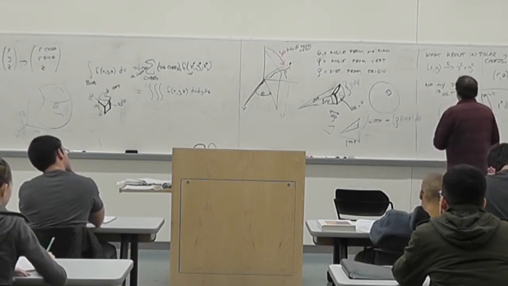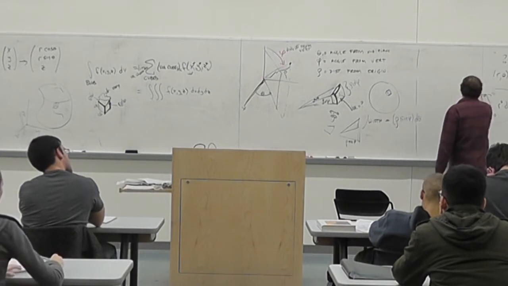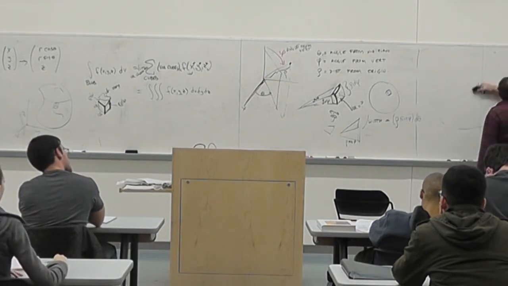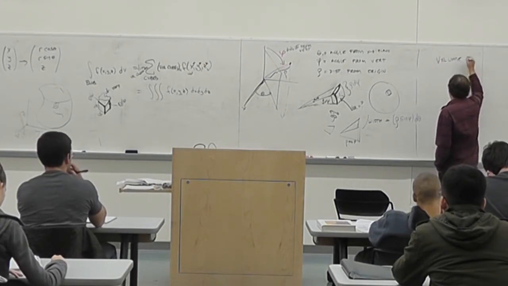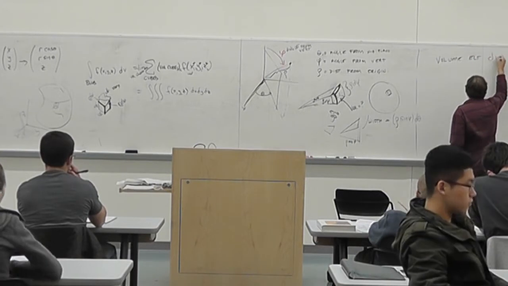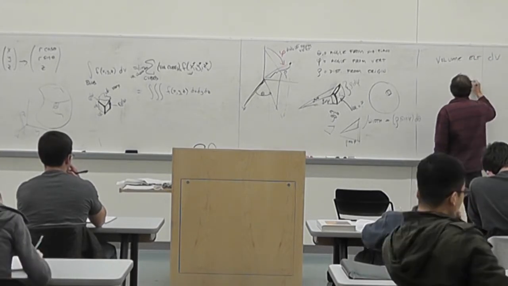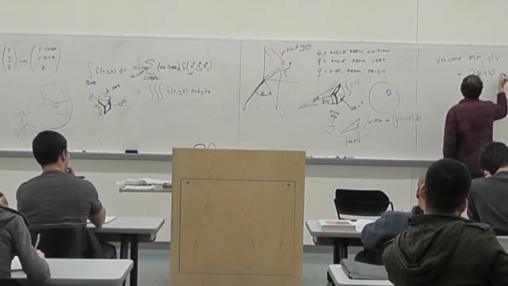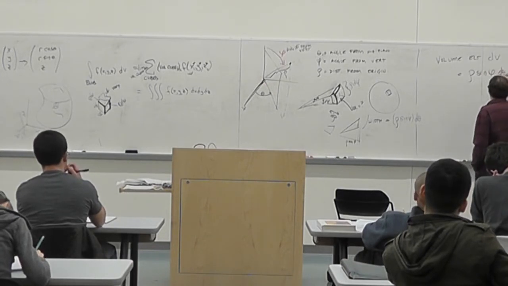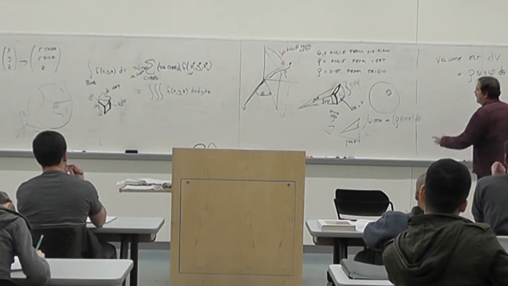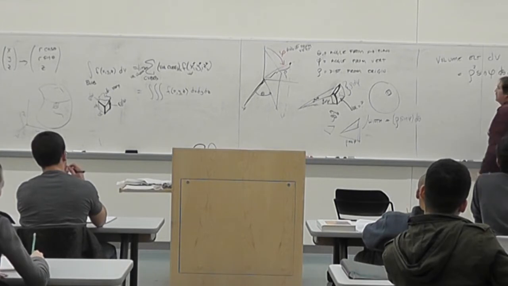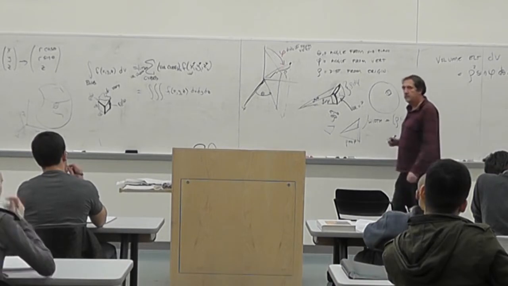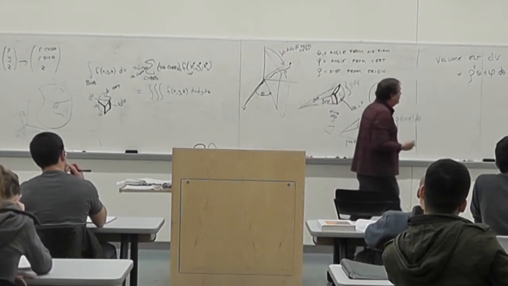So that means that my volume element will be rho sine phi d theta, and then I need another rho from the d phi, and then the d rho doesn't matter. So I get rho squared sine phi.